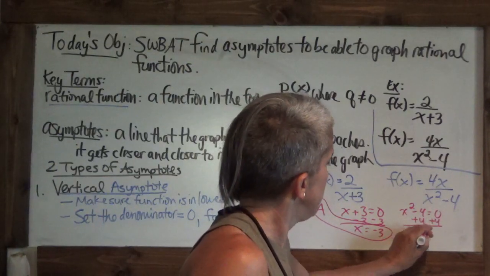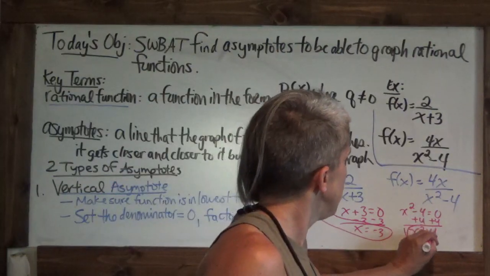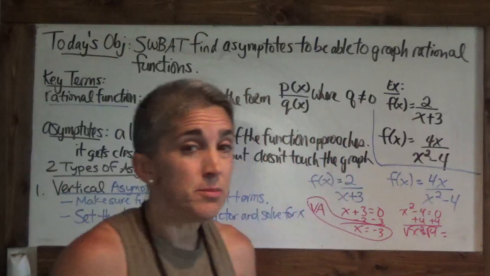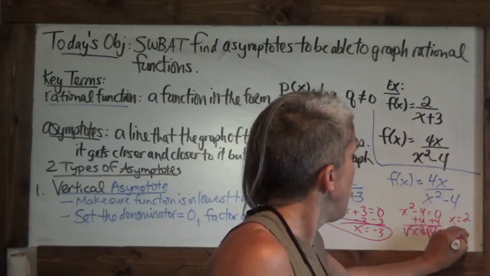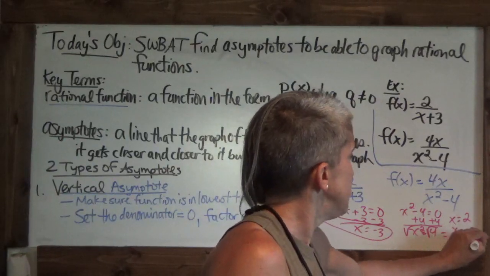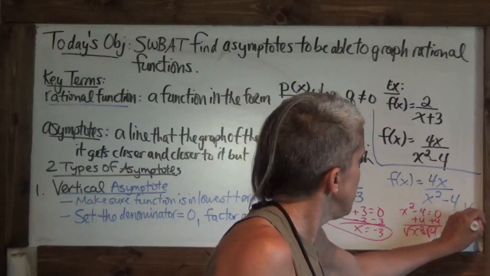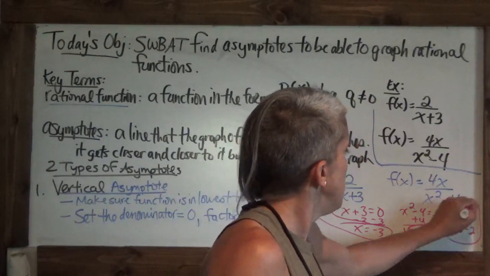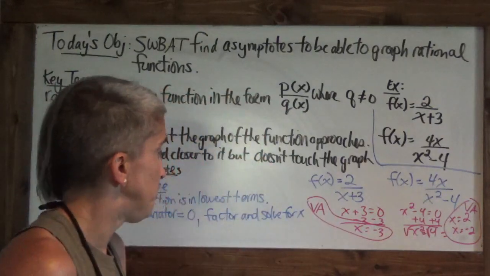Add the 4. And what do we do to get rid of a square? We're going to do square root. And we have two possible answers for the square root of 4. We could have x equals 2, or we could have it as -2, right? Because -2 times -2 does give us +4. So the vertical asymptotes for this example are those two lines, one going through 2 and one going through -2.